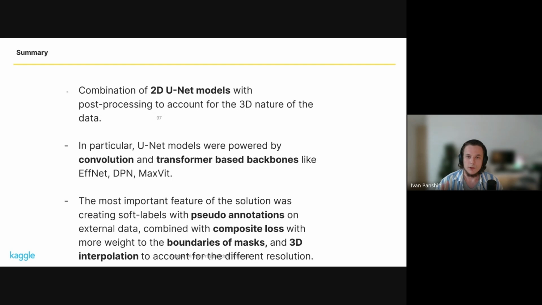Then my U-Net models were powered by both convolution-based and transformer-based backbones. I tried a lot of things, but the best ones were EfficientNet, DPN, and MaxViT, which is not really surprising because EfficientNet works like the best pretty much always, and the same thing goes for MaxViT. Also, they both have fantastic implementations from timm, which is convenient to use.